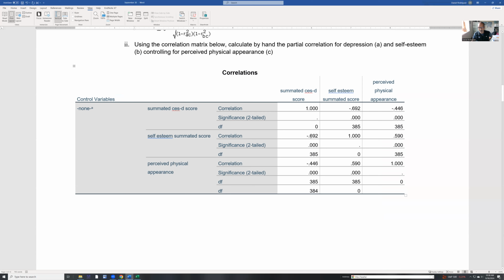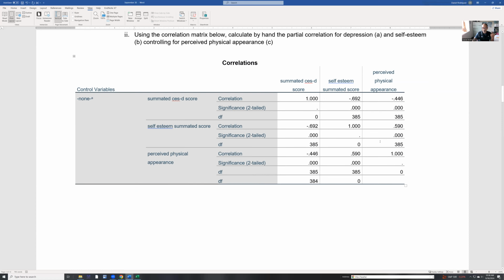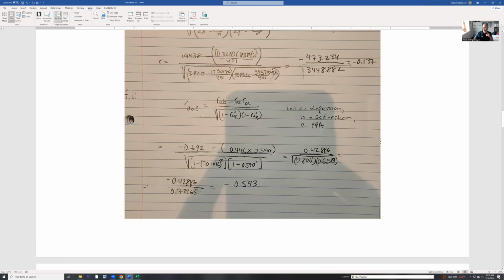So these are symmetrical. Whatever you have here, you'll see above the diagonal, right? So we reduced it a little bit, but not a lot. So perceived physical appearance did account for some of the correlation between the two, but it wasn't everything.